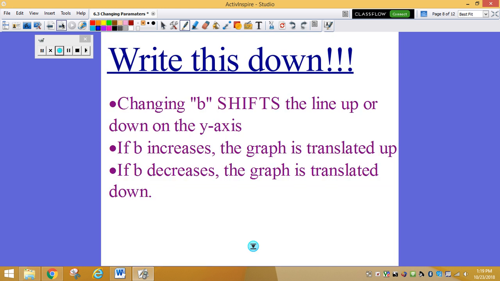So changing b shifts the line up or down on the y-axis. If b increases, the graph will translate up or shift up. If b decreases, the graph will translate down. So write that down, pause it.